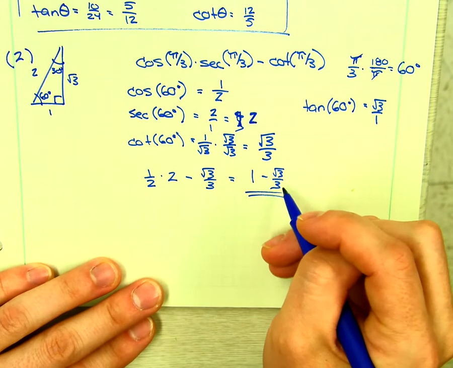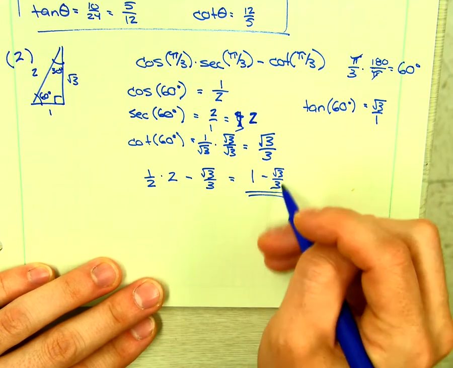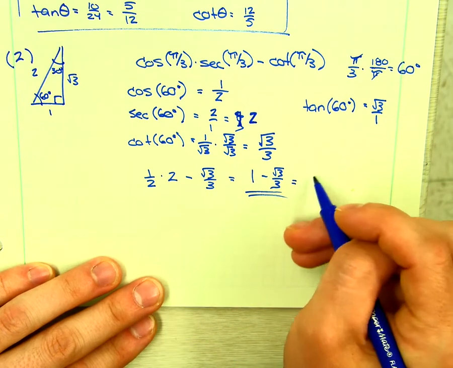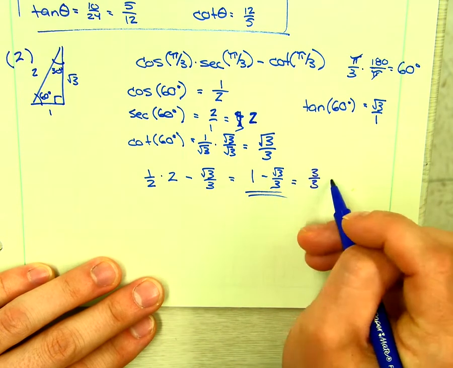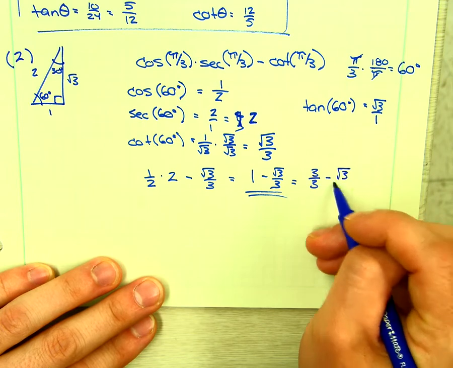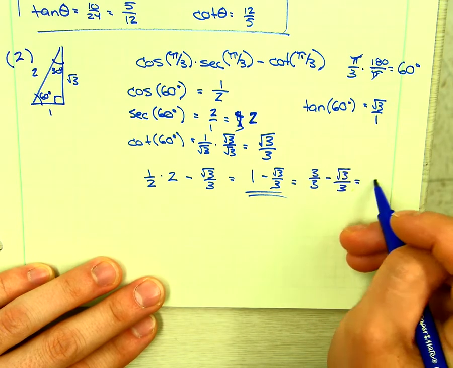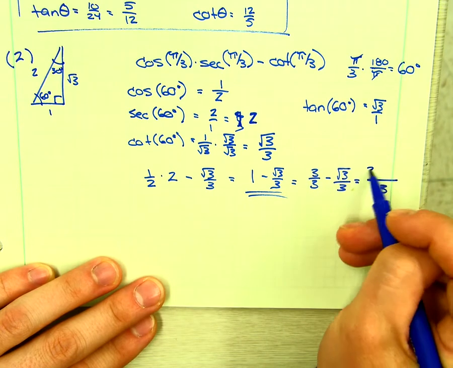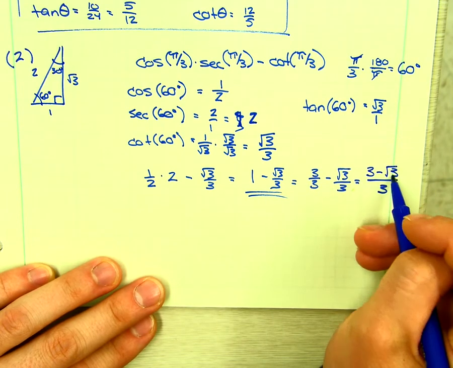In order to do that, I need to combine this whole number and this fraction right here. So if I need a denominator of 3, I can rewrite the 1 as 3 over 3 minus root 3 over 3. And so the whole thing is going to be divided by 3. Then I just combine the top. On the top I've got 3 minus root 3.